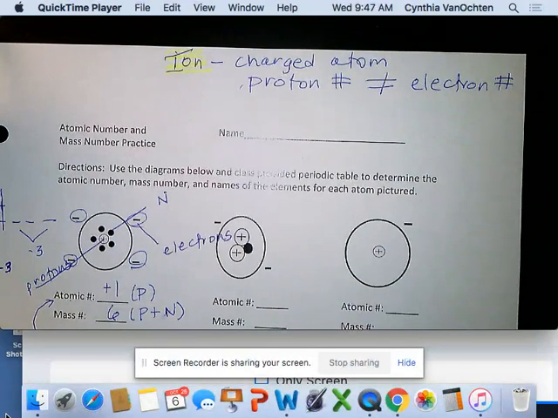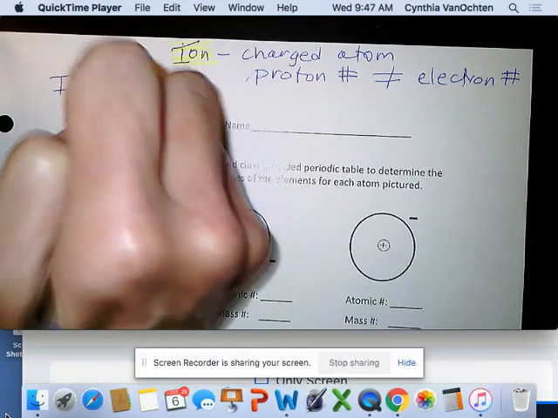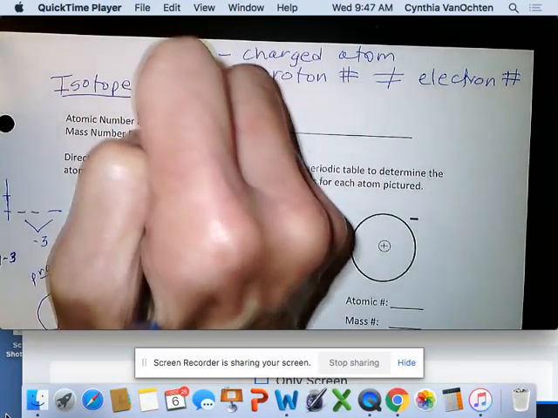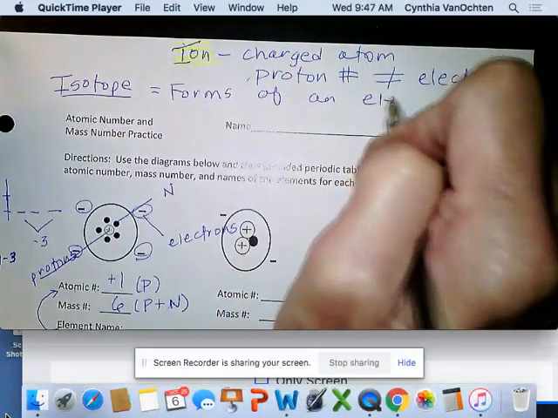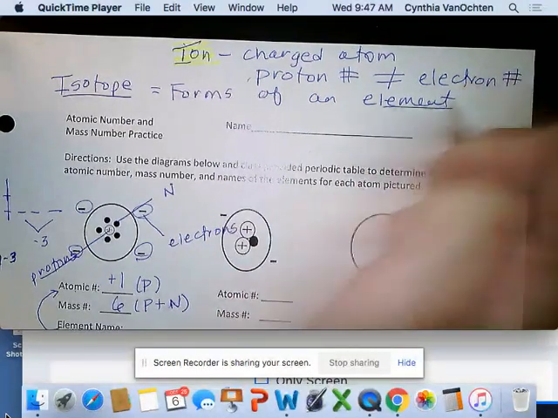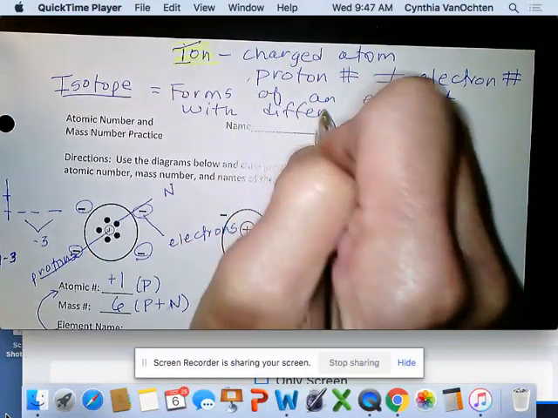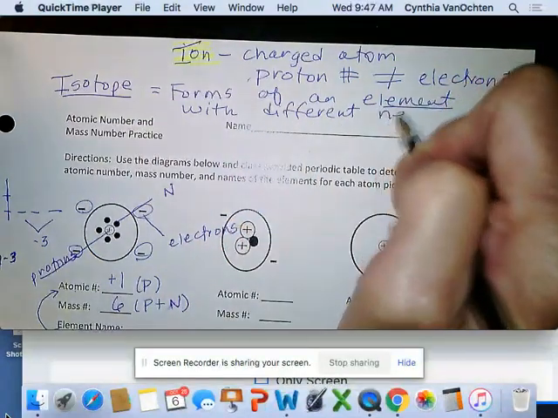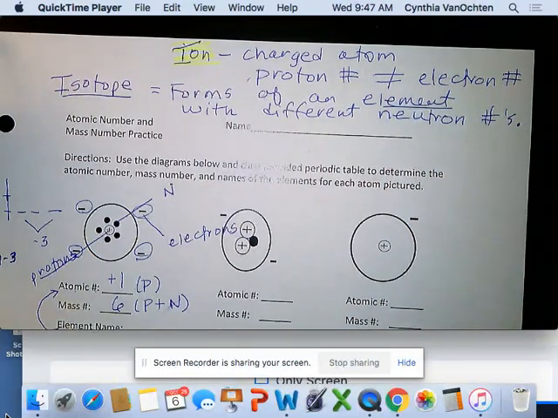Now, contrast this to that term we've already learned, which was isotope. Isotopes, remember, are forms, and go ahead and write this down, of an element with different neutron numbers. So if we change the numbers of electrons, we get an ion. If we change the number of neutrons, we get an isotope.